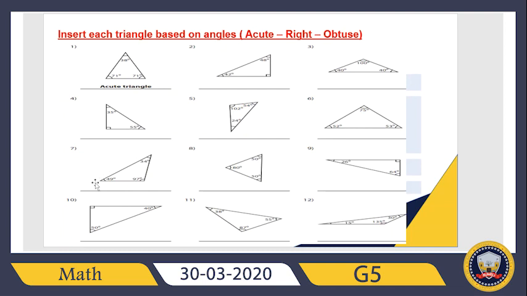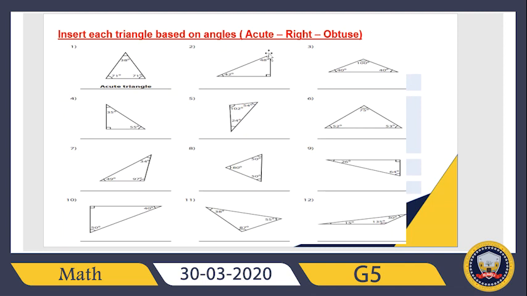Let's go for number 7. Number 7 here: first angle 49, second angle 34, third angle 97. Is it greater than 90? Yes, it's greater than 90. 97 is bigger than 90.